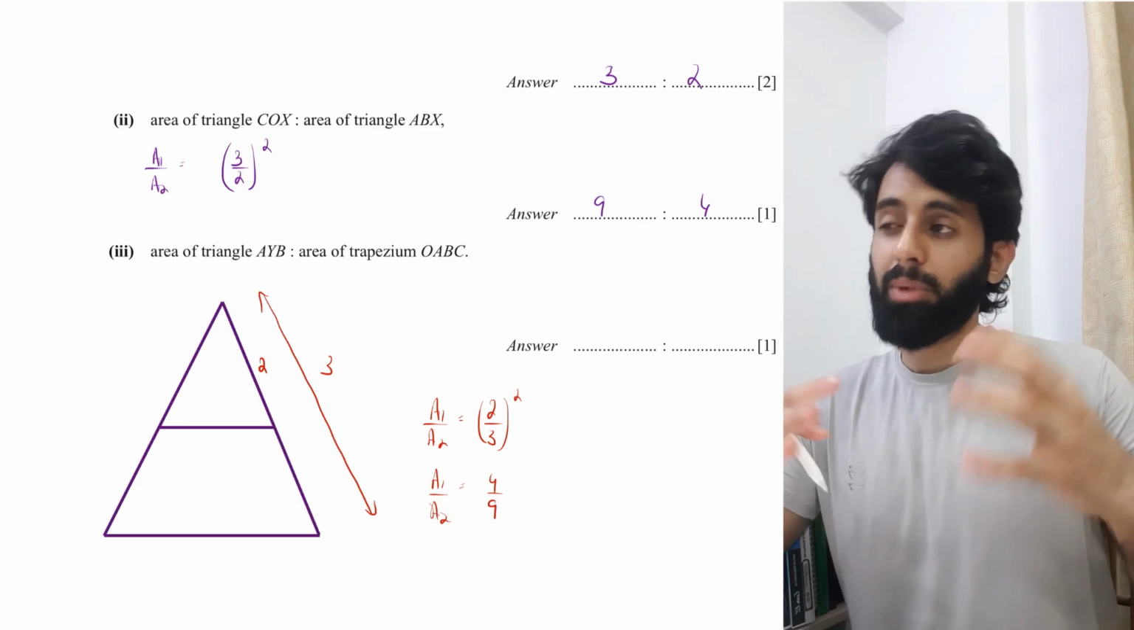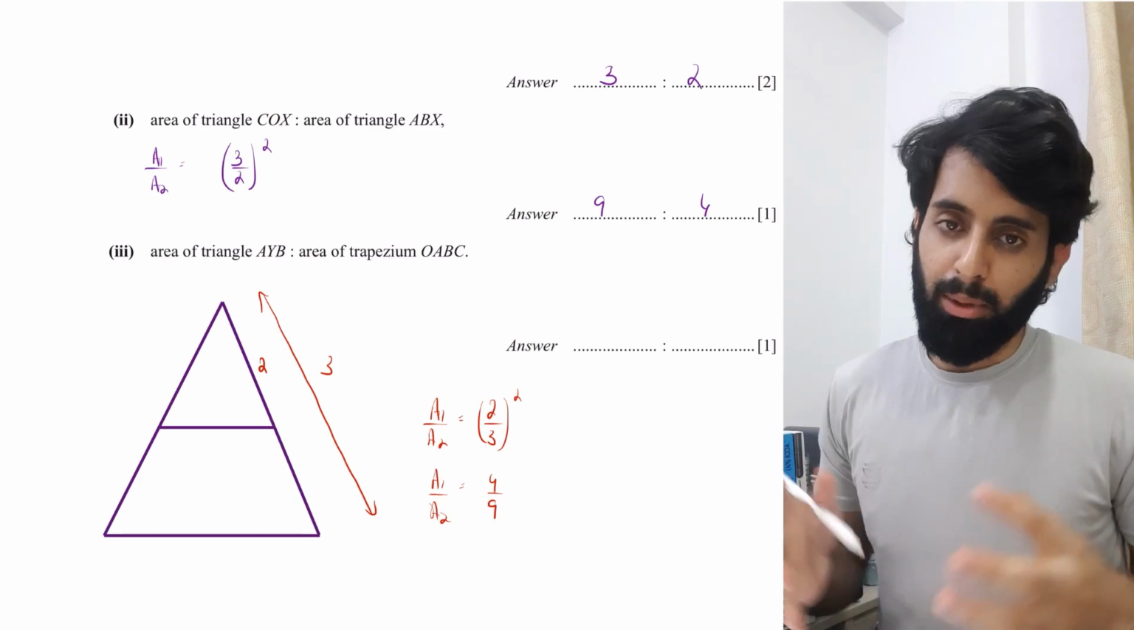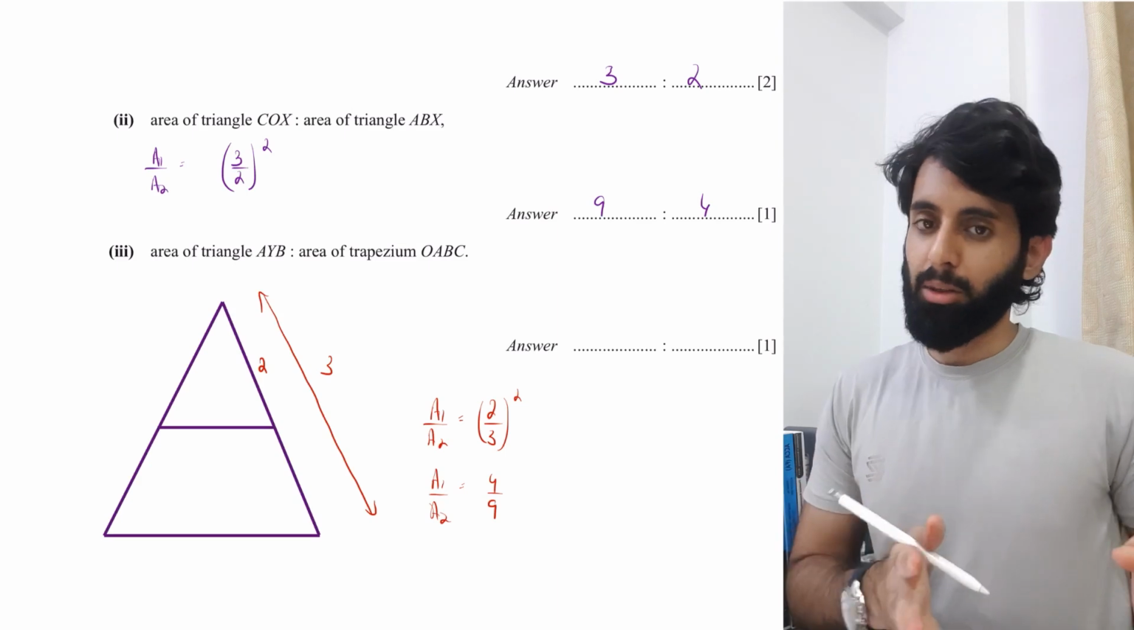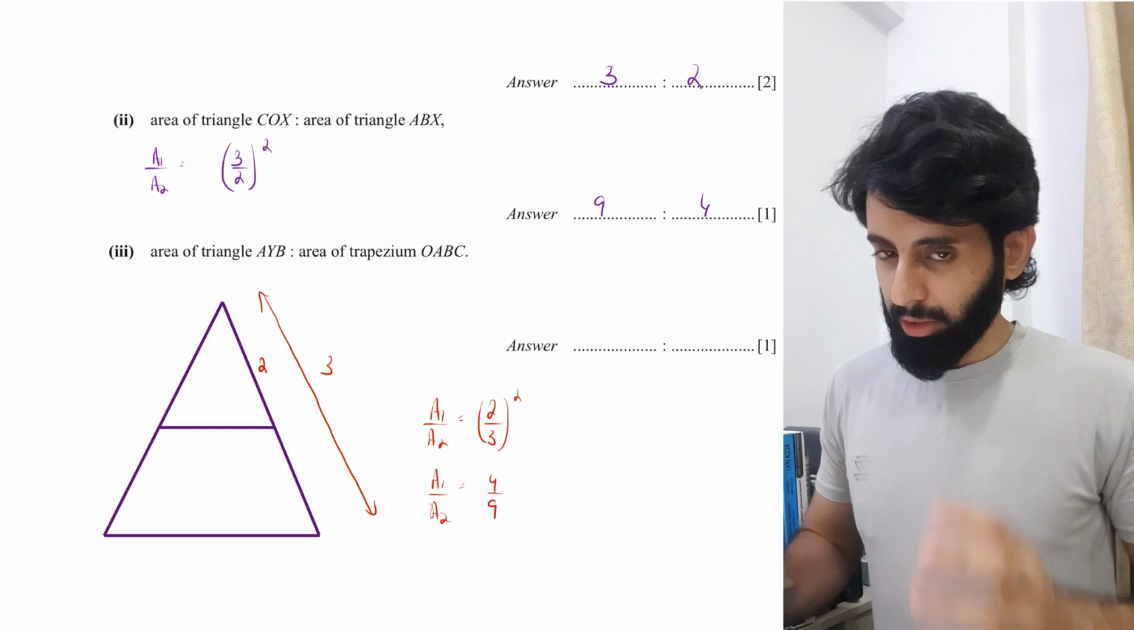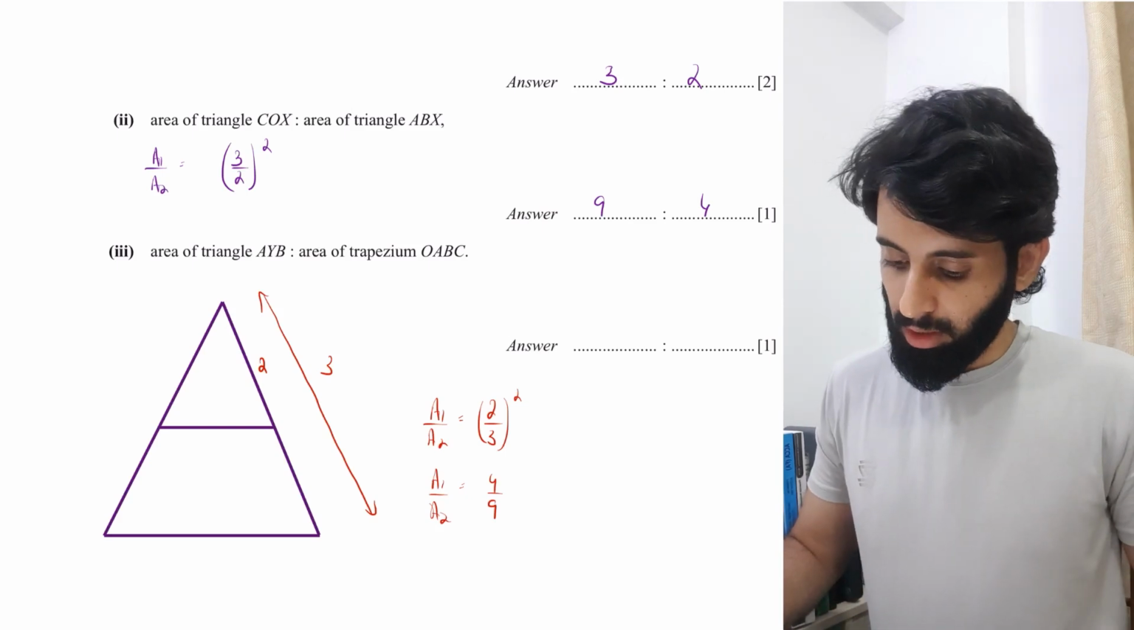Now one thing I should mention is that I cannot use the A1 upon A2 formula with a triangle and a trapezium. Why? Because as I always say, that formula can only be applied to two similar shapes, and a triangle cannot be similar to a trapezium, just like how an apple cannot be similar to an orange. So we have to compare apples with apples and oranges with oranges. So 4 is to 9.